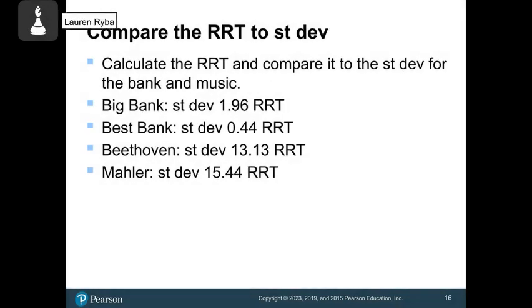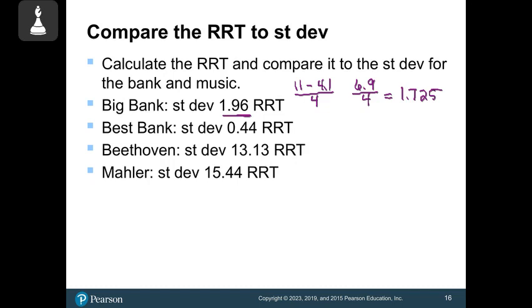We want to compare the range rule of thumb to the standard deviation for both of the banks and both of the composers. We're going to find the range first. Going back to the big bank data, the largest value was 11 and the smallest value was 4.1. I'm going to take that result and divide by 4. So 11 minus 4.1 is 6.9, divided by 4 gives me about 1.725. 1.725 is the estimate. The actual is 1.96.